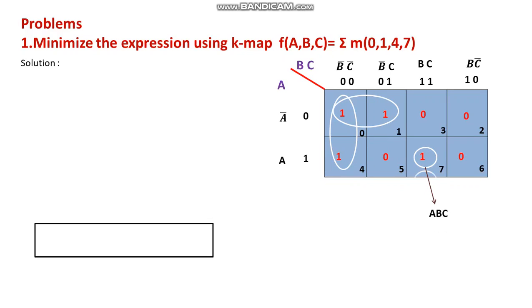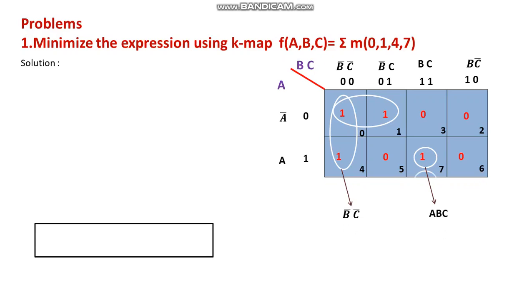Right? Similarly, we will write a simplified expression for the 0, 4 group. For the 0, 4 grouping, just check it. For 0, you have A bar, and for 4, you have A. So A is changing. You should not take the variable which is changing. For 0, 4, B bar and C bar, right? So we will take B bar and C bar as the expression.